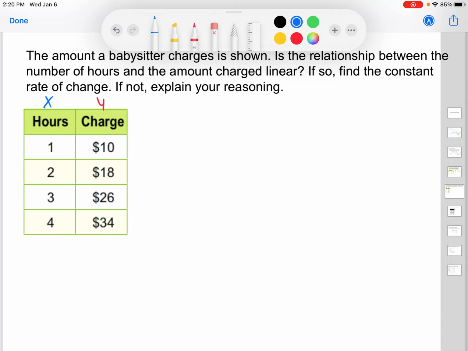So let's look at our changes in x first. So we go plus 1, plus 1, plus 1. So it's changing by 1 every time. And if we look at our y's, we change by plus 8, plus 8, plus 8. Okay, so once again, it's changing by the same interval every single time. And so for me to write that, well, first we can say, yes, it's linear.